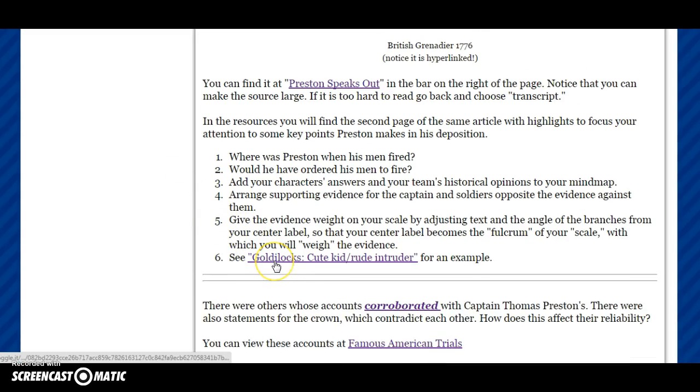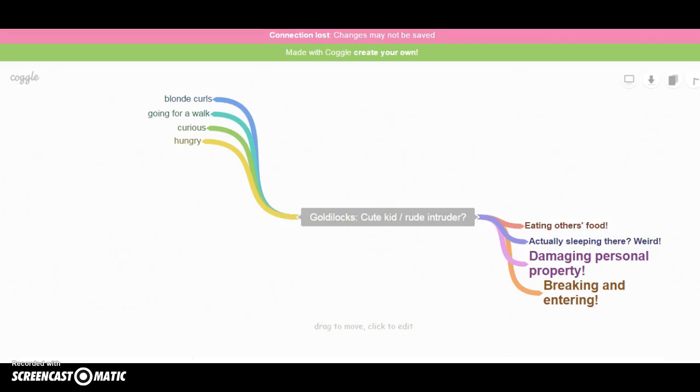I also have this mind map example because I want students to add weight to the evidence as they're entering it into the mind map. So here's this mind map example. It'll actually look like a scale.